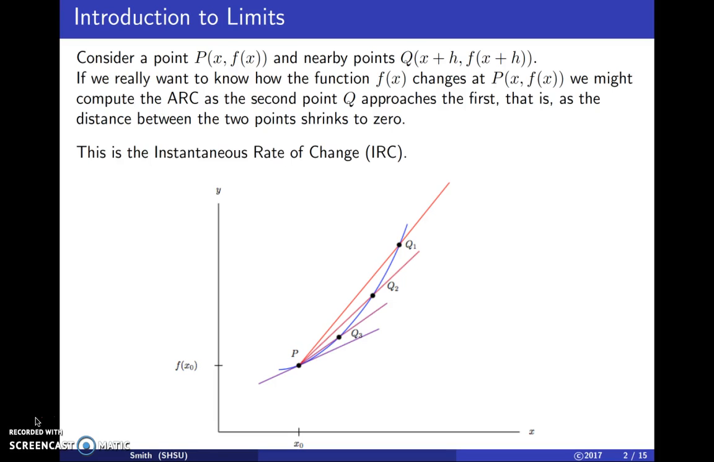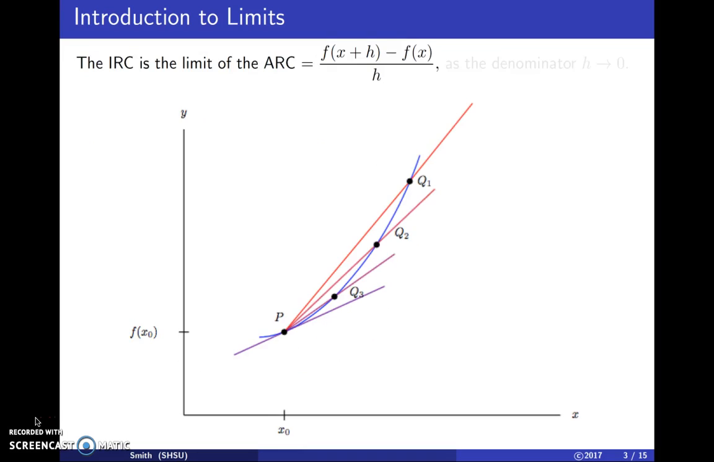The instantaneous rate of change is the slope of the function at the point P. We approximate it by the average rate of change, the slopes of the lines between the points P and say Q1 in red, or P and the line through Q2 also in red. Notice that the points Q1, Q2, and Q3 all approach P so that the red lines approach the tangent line in purple. We're going to approximate the instantaneous rate of change by the average rate of change. The IRC is the limit of the average rate of change.